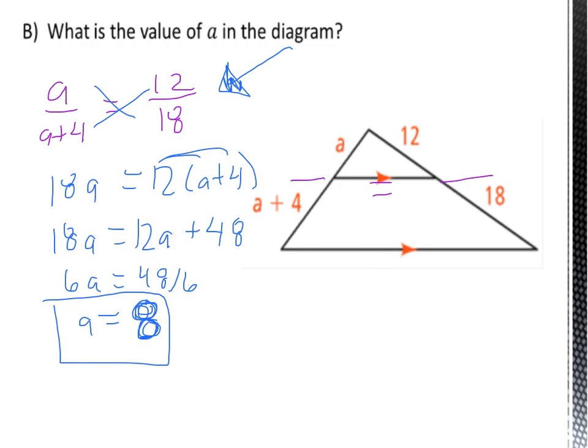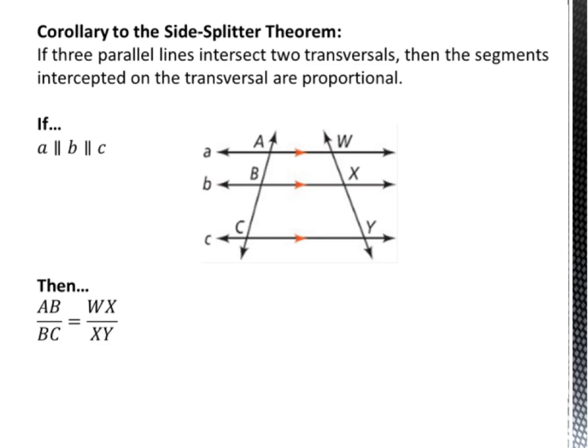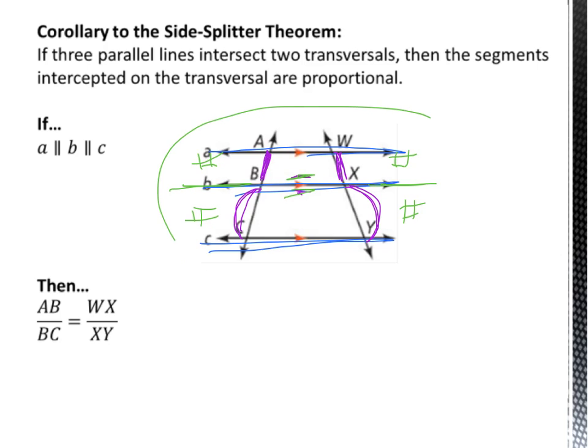So the other theorem that we have, again, if we have parallel lines, in this case we have lines A, B, and C. If we have parallel lines, we can always set up a proportion. So in this case, AB over BC would be equal to WX over XY. And again, when you're looking at this picture, if I have a number, the picture will give you what your proportion should look like. So it'd just be right here.